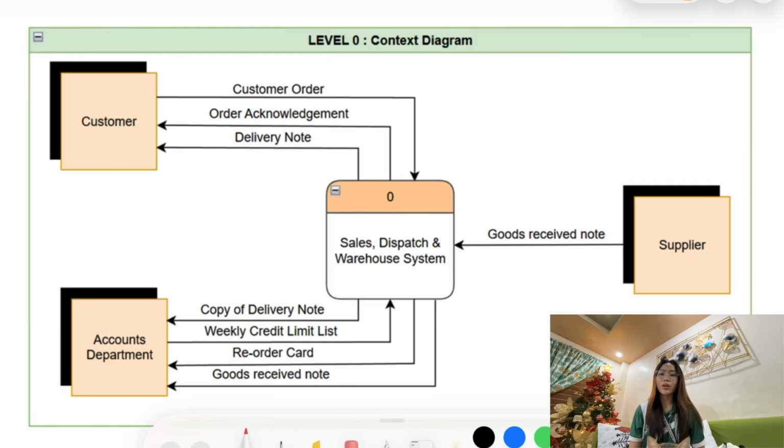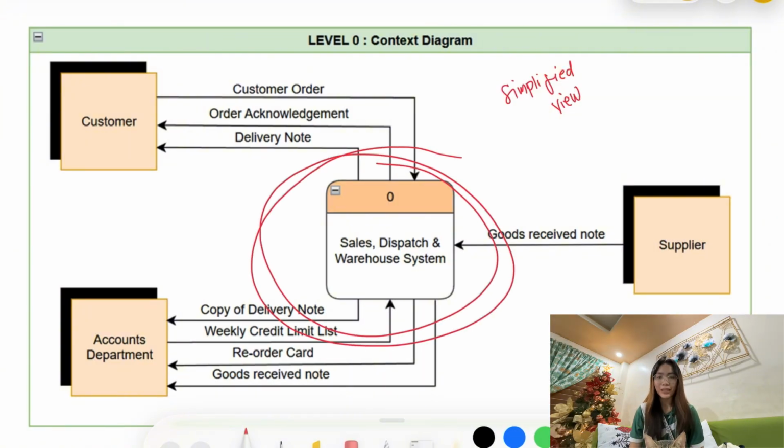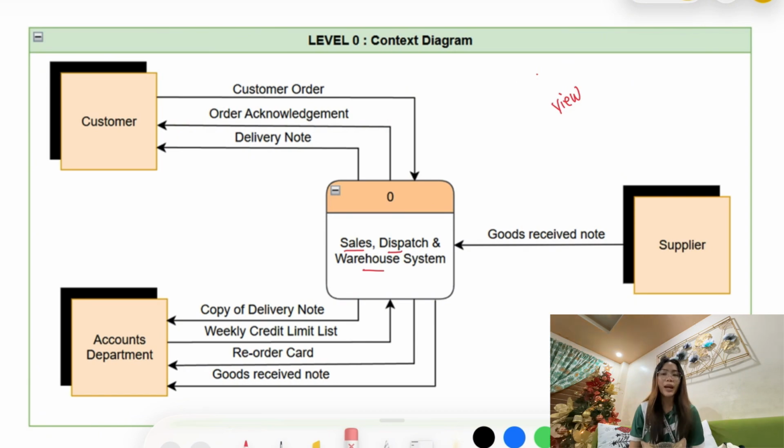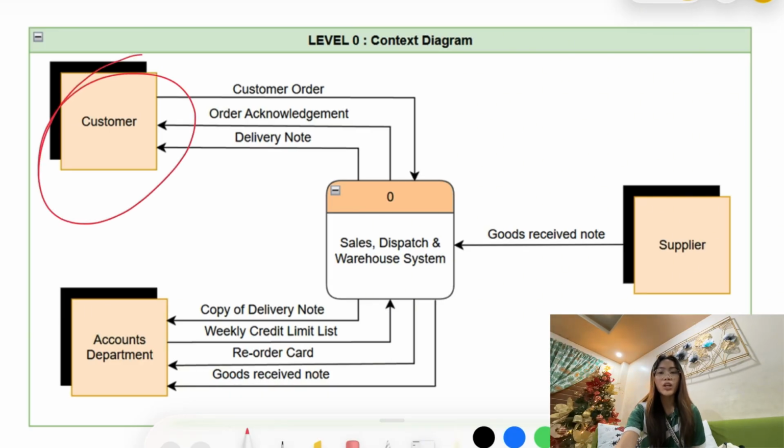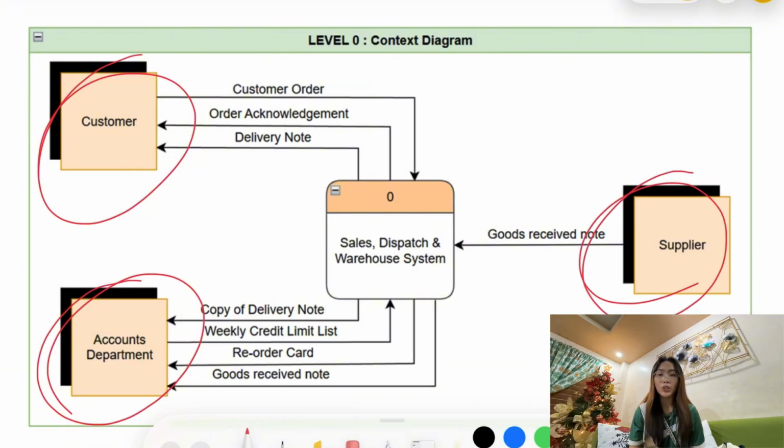For our level 0 data flow diagram, we are showing the system at its highest, most simplified view, also called the context diagram. In the middle, we have one single process labeled process 0, sales, dispatch, and warehouse system. This represents the whole case. All activities of sales, warehouse, and dispatch are treated as one logical system here. Around this central process, we only show the external entities that interact with the system. There are 3 of them: customer, accounts department, and supplier.